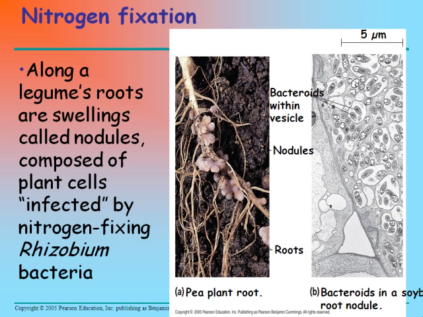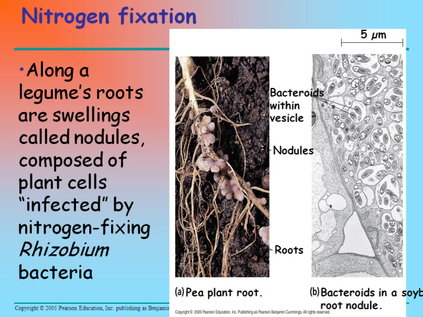So this is nitrogen fixation. Here is a pea plant, and these nodules are special swellings composed of plant cells that are infected, but infected in a good way, by rhizobium, a type of bacteria that fixes nitrogen from the air and soil. They fix nitrogen and obtain photosynthetic products supplied by the plant.